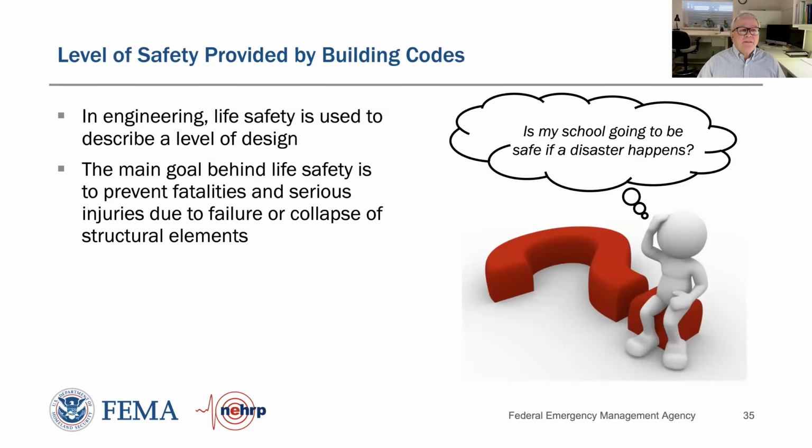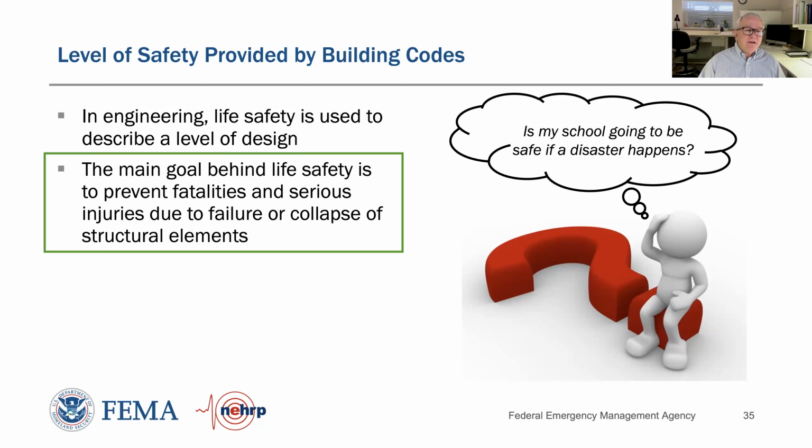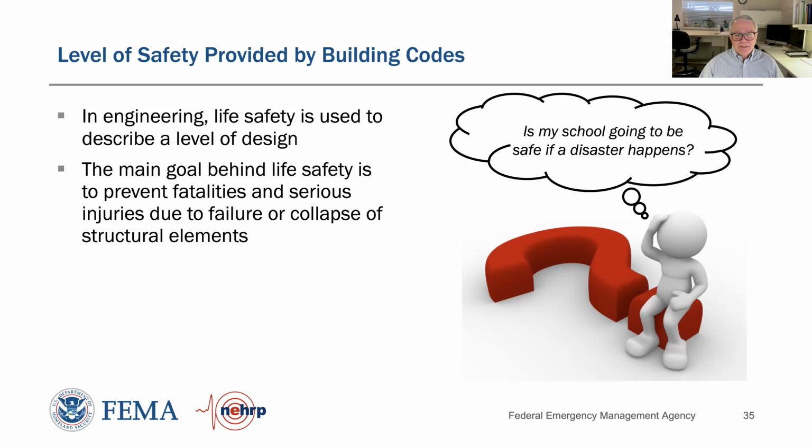So let's talk about the safety provided by building codes. In engineering, life safety is used to describe a level of design. It's considered a risk category. The main goal behind life safety is to prevent fatalities and serious injuries due to failure or collapse of the structural elements.